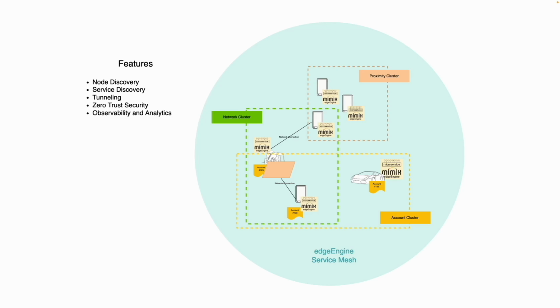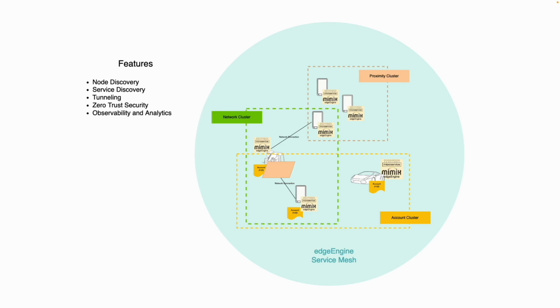And the third thing that the service mesh allows you to do is to access services based on the account that the service belongs to. And you're going to see account activity when you do any of the tutorials that are coming up. So what are the features the edgeEngine network provides? It gives you node discovery, service discovery, secure tunneling and zero trust security. Also, the edgeEngine service mesh and networking capabilities provide observability and analytics. So there you go. That's what edgeEngine is about.